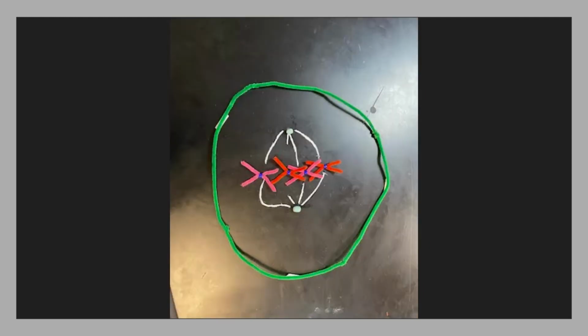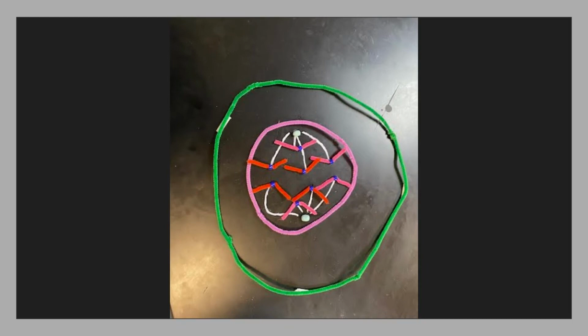In this slide, the next phase of mitosis is shown, metaphase. In metaphase, the chromosomes align along the metaphase plate, which is an imaginary line along the middle of the nuclear zone. The spindle fibers, which are represented by the clay and the white lines, start to attach to the centromeres of the chromosomes, which are represented by the blue beads.